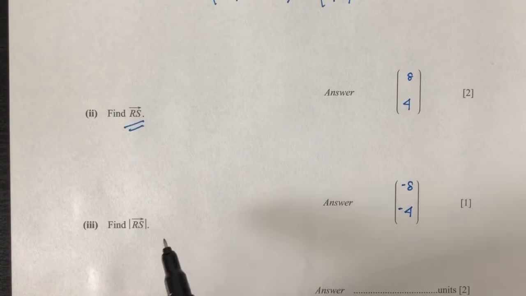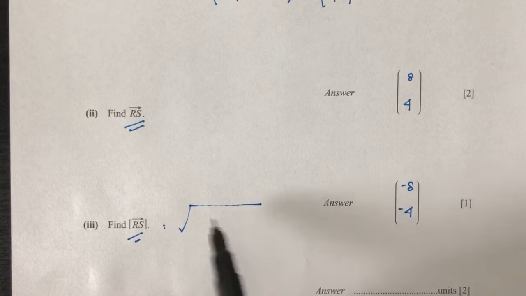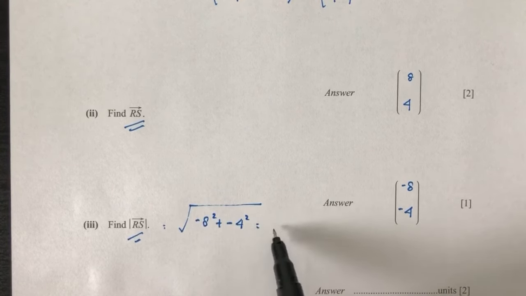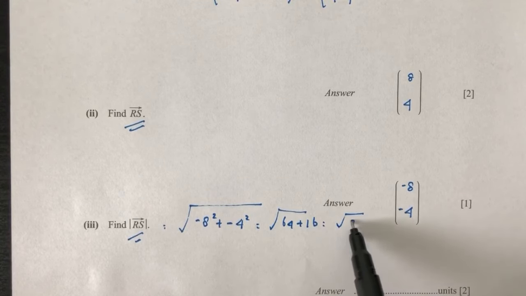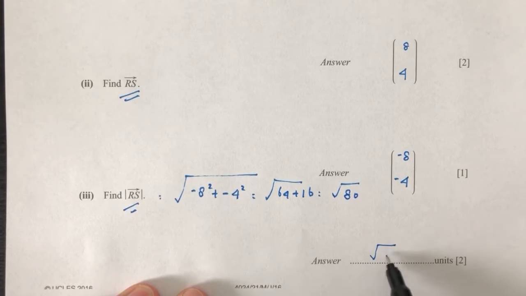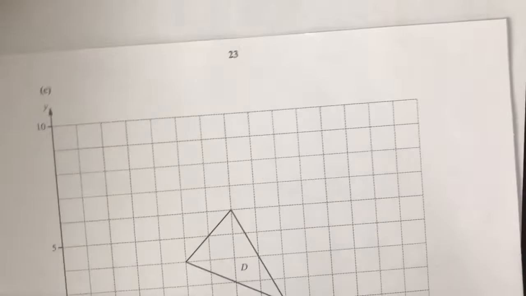Now for the last part, find the modulus of RS. So pretty easy. Becomes square root of minus 8 squared plus minus 4 squared. 64 plus 16 will be square root of 80. So this is your answer for part 3. Units for the length. And moving on to part C.